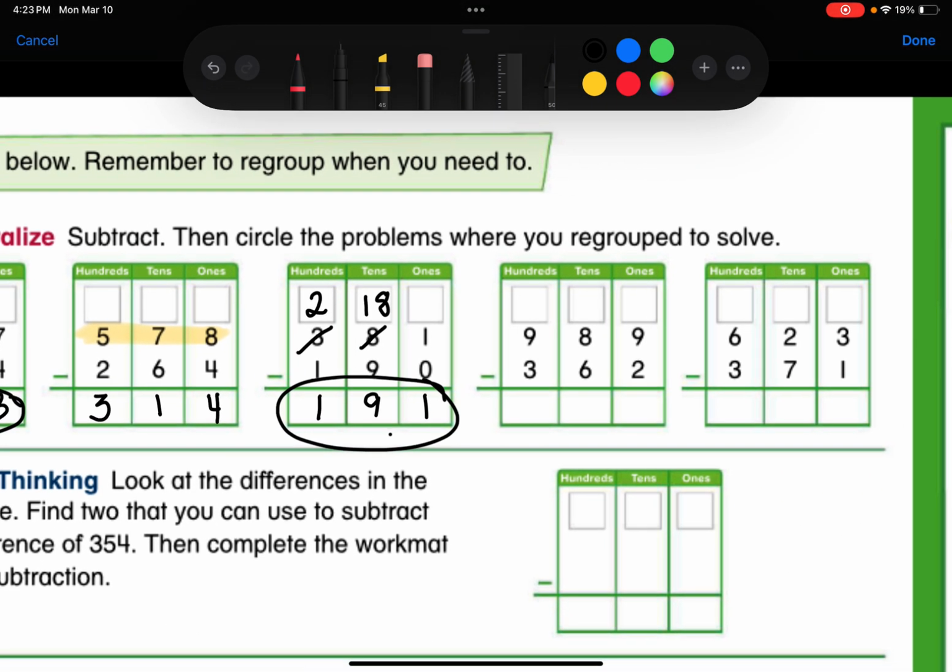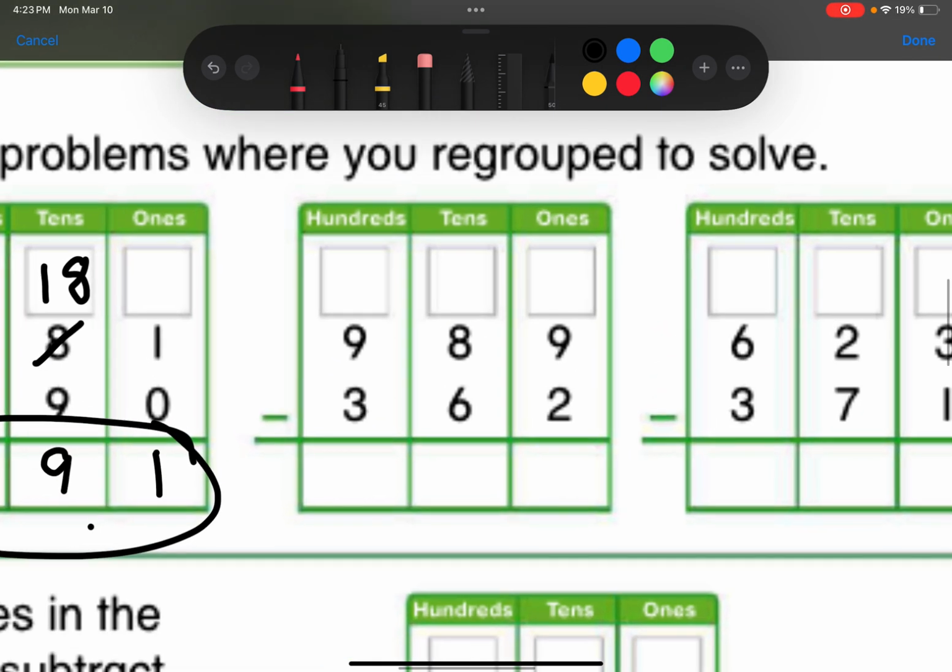Let's do the next one. 9 minus 2, I can do that. So 9 minus 2 equals 7. 8 minus 6 equals 2. And 9 minus 3 equals 6. So that one you do not need to regroup. The difference is 627.